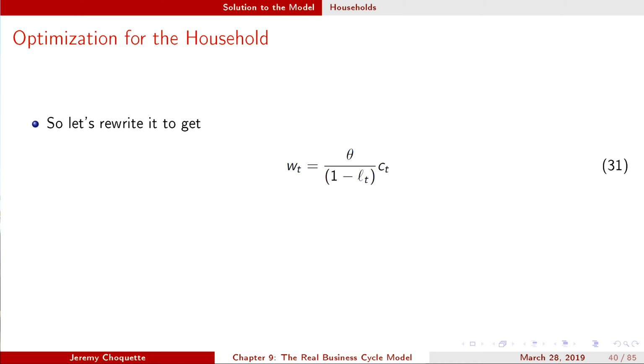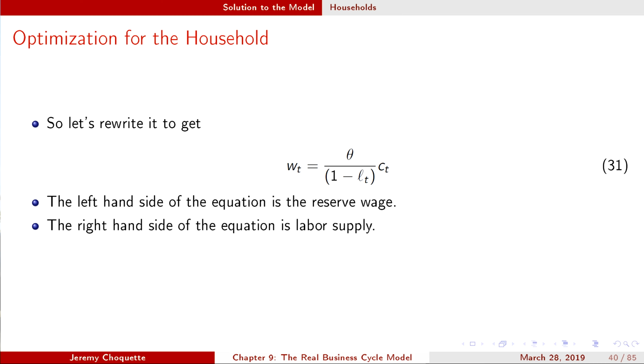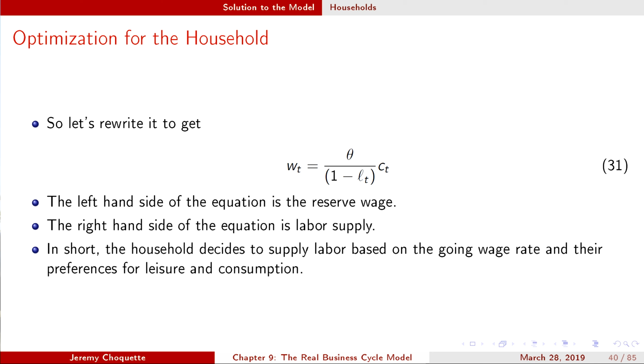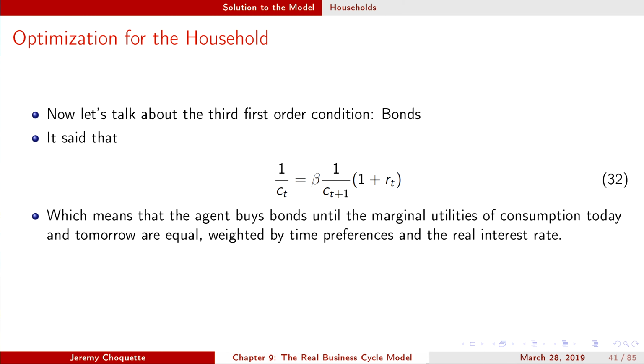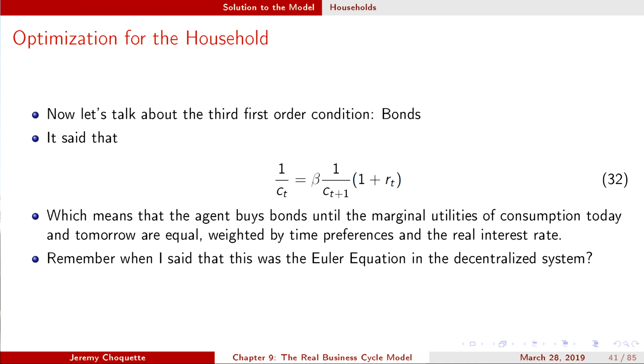So I get W_t equals theta over 1 minus L times C_t. Right, so the left-hand side of the equation is actually telling me what the reserve wage is. The right-hand side of the equation is basically the labor supply. In short, the household decides to supply labor based on the going wage rate and their preferences for leisure and consumption. Now, in the third first-order condition, bonds. Remember, it said this. What that means is that the agent is going to buy bonds until the marginal utilities of consumption today and tomorrow are equal, weighted by time preferences and the real interest rate on those bonds.